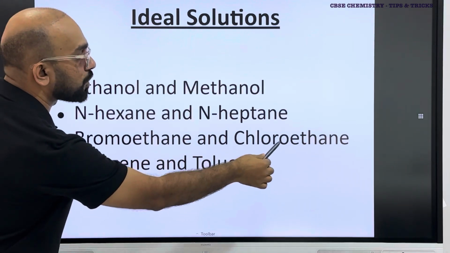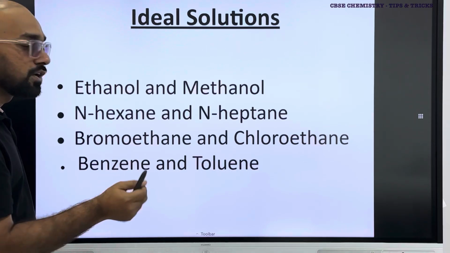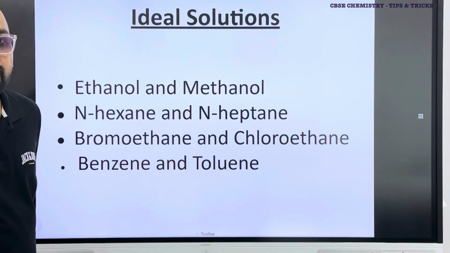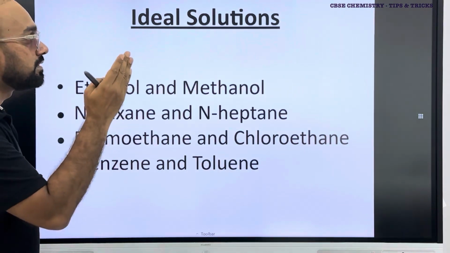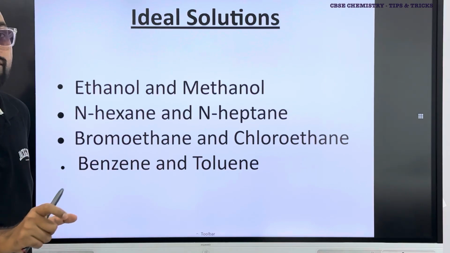Bromoethane and chloroethane. Both are haloalkanes, right? Similar category. Benzene and toluene. See, both are aromatic with no functional group. Similar category, right? Hope you understand. So this is how you can choose the ideal solution from a list of solutions.